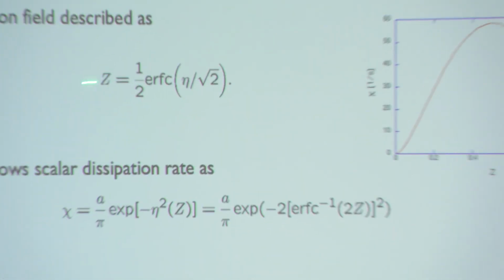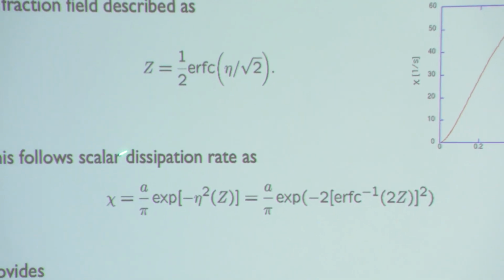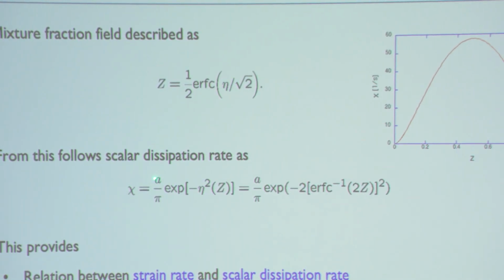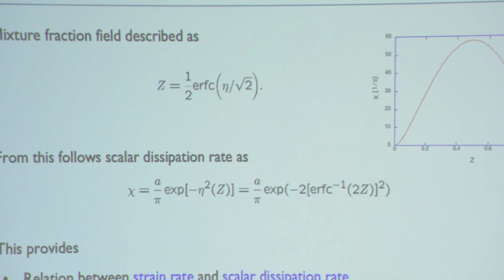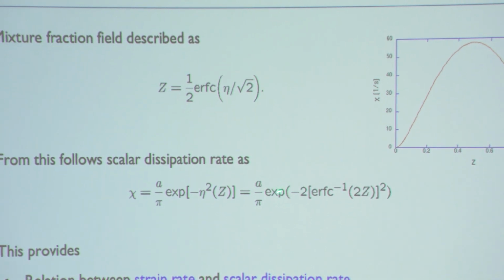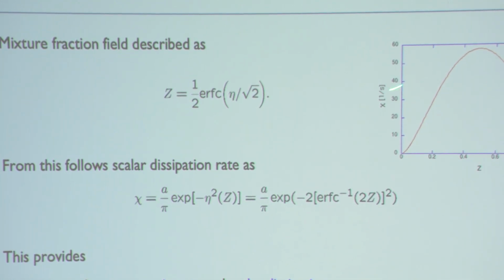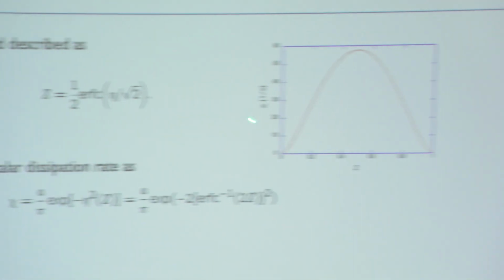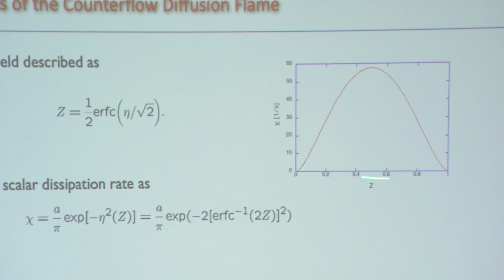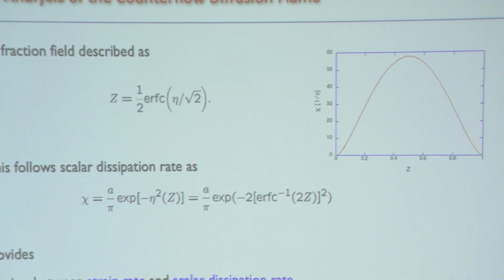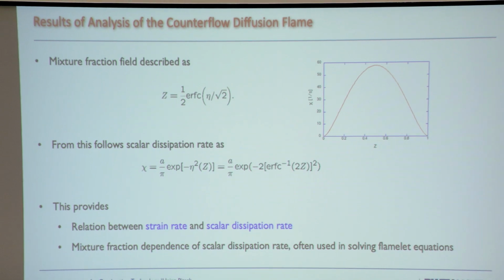From this, I can determine the dissipation rate, and it comes out to be this. So the dissipation rate is proportional to the strain rate, first of all. That's what we said earlier: the higher the strain rate, the higher the gradients, the higher the dissipation rate. But this shows it's really proportional. And then secondly, it depends on the exponential of an inverse complementary error function. So it's a somewhat complex function, but this is what it is. This is the dissipation rate as a function of mixture fraction, and that's what we often use when we do simulations. This is just what you would get in a counterflow flame.